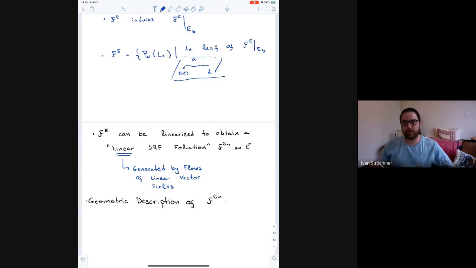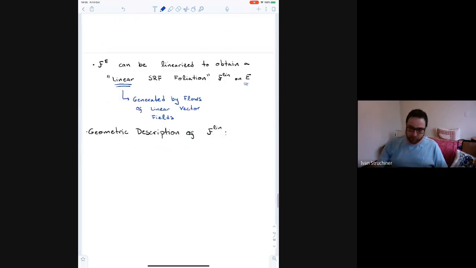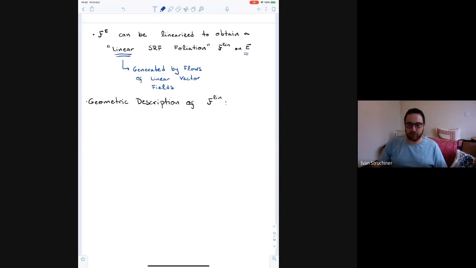There's a process of linearization using homotheties to get a linear foliation on this vector bundle. By linear, I mean a foliation which is generated by flows of linear vector fields, so vector fields whose flows are infinitesimal automorphisms of the vector bundle E. And this foliation has a very nice geometric description as well. I'll just give you the geometric description, which is the following.